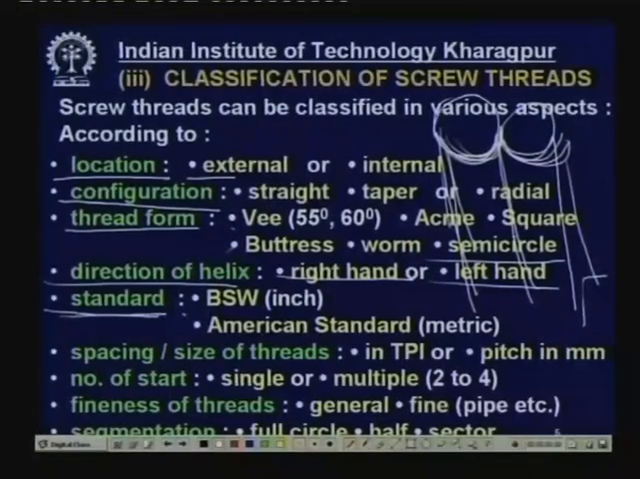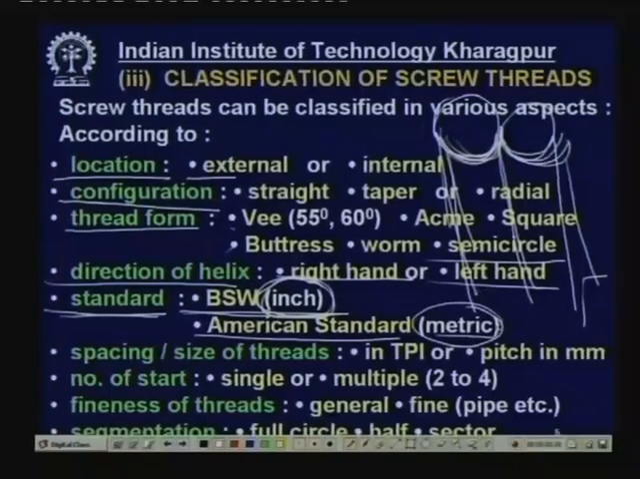Standard BSW was most common, British Standard Whitworth. The thread is specified in inches: the diameter, the gap between the threads, and all these things are in inches, BSW. American standard and the international standard are called metric threads. Here the space between the threads is called pitch, and this is expressed in millimeters. Now, spacing, size of thread.